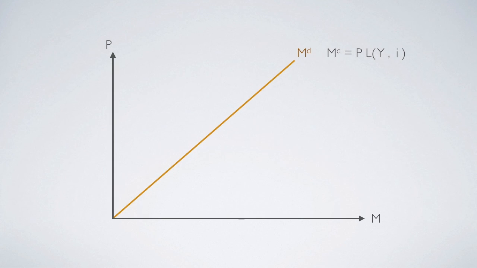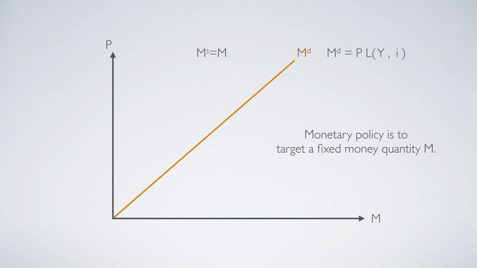Now we want to talk about money supply. But money supply really depends on what kind of monetary policy we are talking about. First, we look at the policy that targets a fixed money quantity, M. Suppose the government just wants to fix the total amount of money in circulation at M. In this case, MS is equal to M, which means that no matter what the price level is, the money supply is always equal to M. Therefore, it will be a vertical line starting at the level of M and stretching all the way to the top.